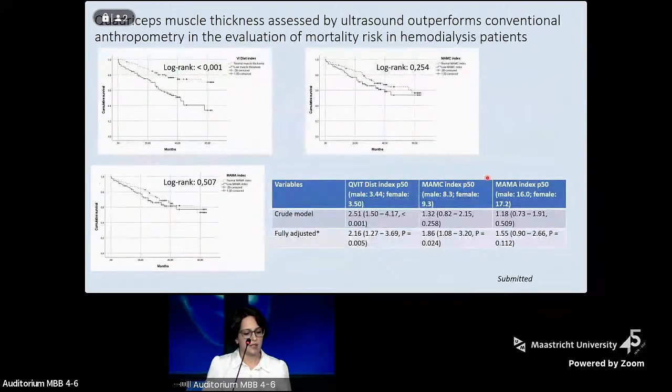Then we studied it regarding mortality risk in 181 hemodialysis patients. In this graphic, you see that patients with lower muscle mass assessed by ultrasound had also a worse survival. And we compared to anthropometry, and we have in the fully adjusted analysis a more than twofold increase in mortality risk when assessing low muscle status by muscle ultrasound, and less important results with anthropometry, and even not significant.